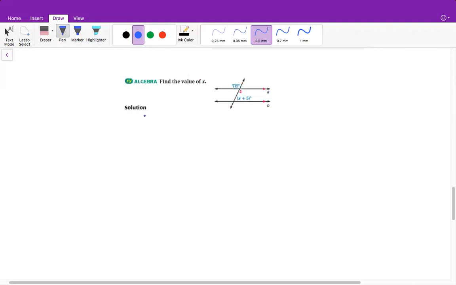All right, so here it says find the value of x. So we want to find the value of x. Well, the only angle we know here is this 115 degrees.